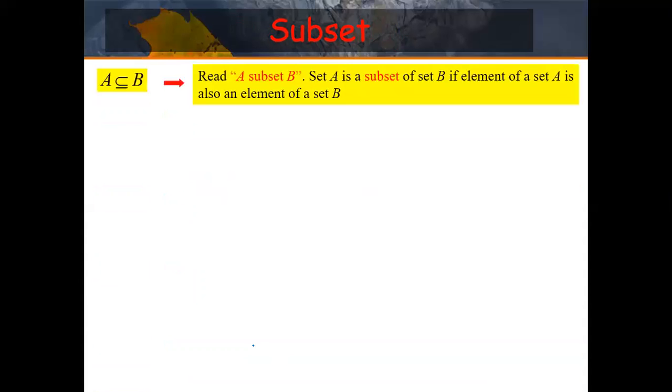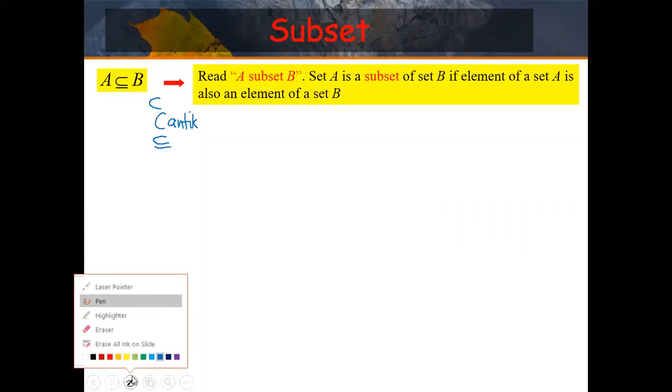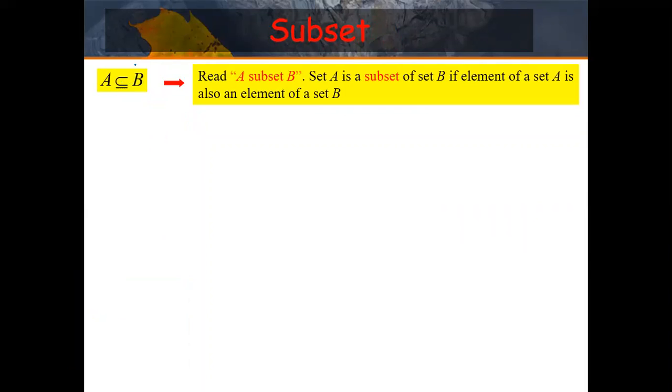Subset is very important. Please understand. Subset we use often. The symbol for subset is like a C, but a C like this is opened widely. This one is opened only halfway, and then there is an underline at the bottom. So we read it as A subset B.